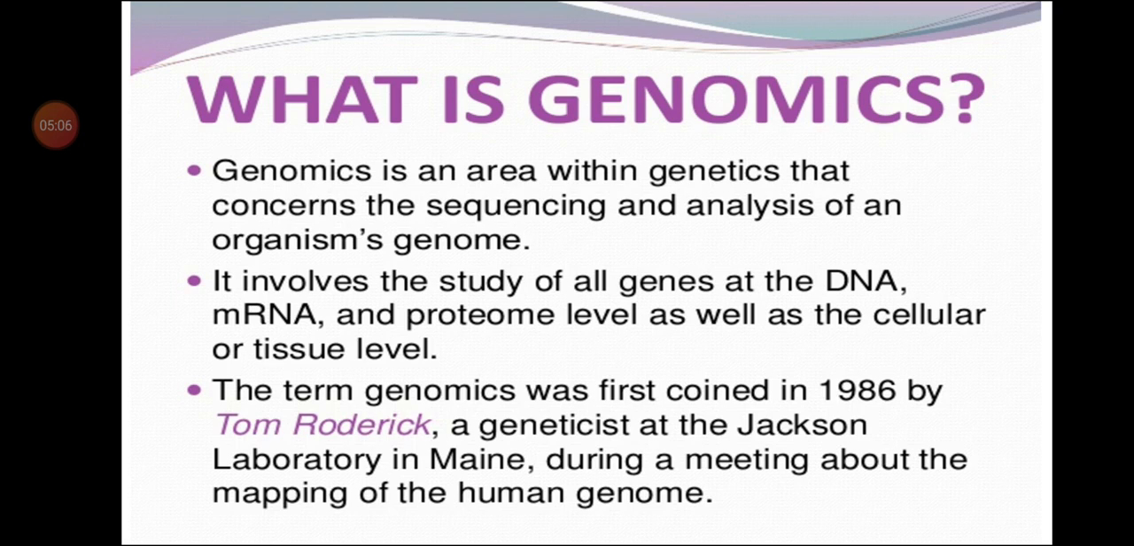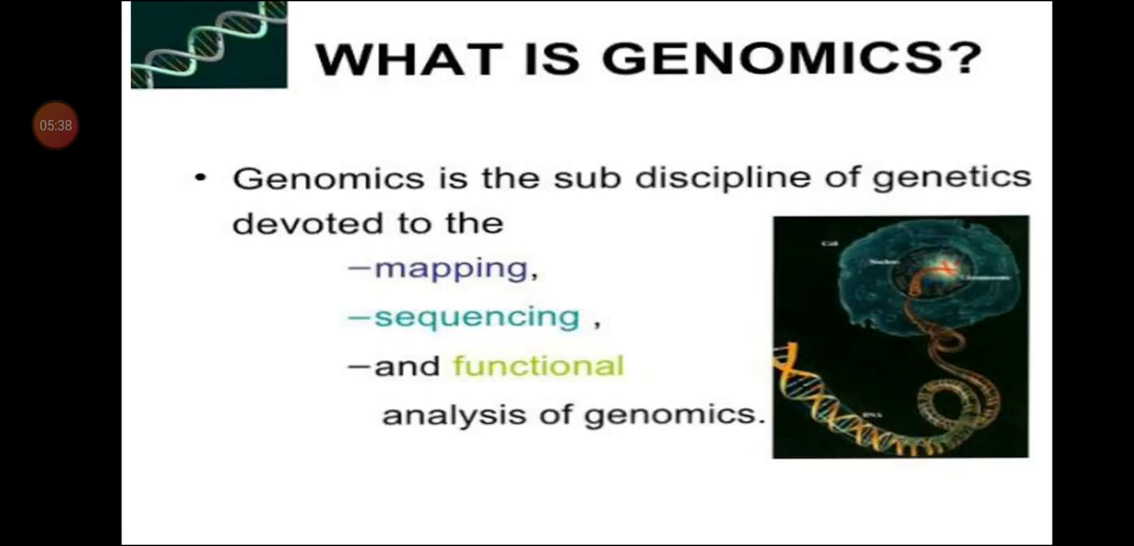The term genomics was first coined in 1986 by T.H. Roderick, that means Tom Roderick. He is a geneticist at the Jackson Laboratory in Maine, and he coined it during a meeting about the mapping of the human genome. In simple terms, I can define genomics as the subdiscipline of genetics devoted to the mapping, sequencing, and functional analysis of genomes. That means we will first do the mapping, we will know the information, then we will sequence it, and then we will do the functional analysis.